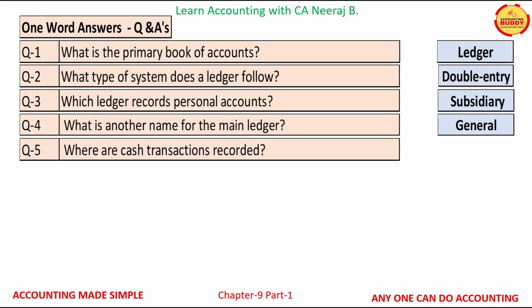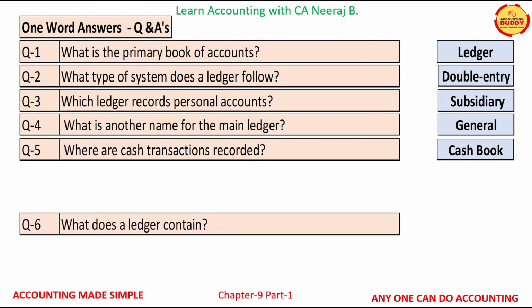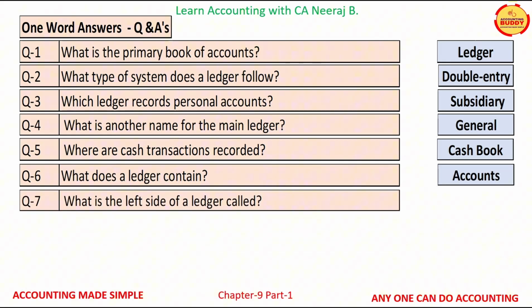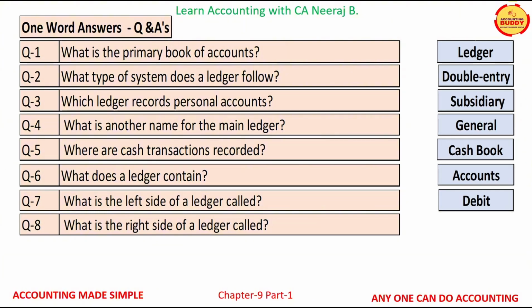Question number 5, where are cash transactions recorded? The answer is cash book. Question number 6, what does a ledger contain? The answer is accounts. Question number 7, what is the left side of a ledger called? The answer is debit side. Question number 8, what is the right side of the ledger called? The answer is credit side.